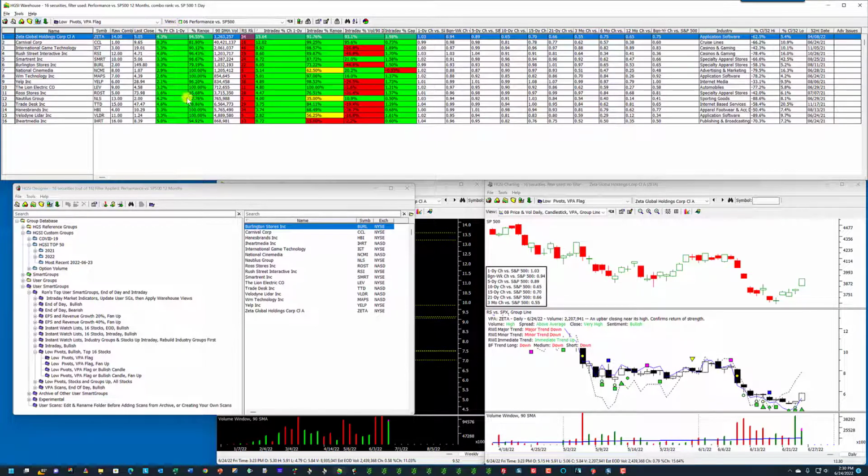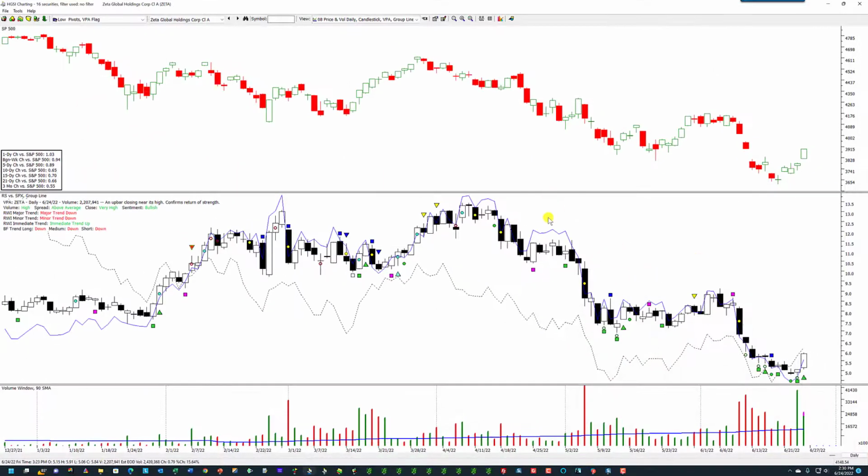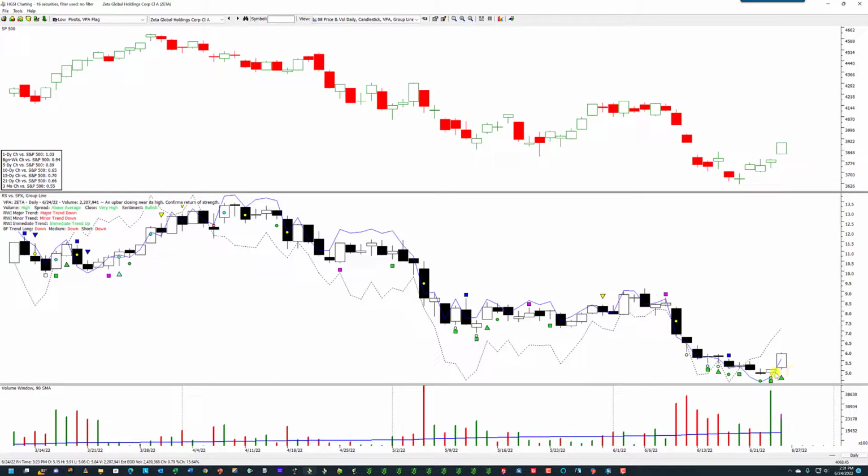You can see that these were all up yesterday and they closed near or at the top of their range, and today every one of these stocks are up. They're not all trading towards the top of their range, but most of them are doing very well. So here is Zeta. This is a low pivot stock. So I'm going to make this larger. And I'll zoom in on this.